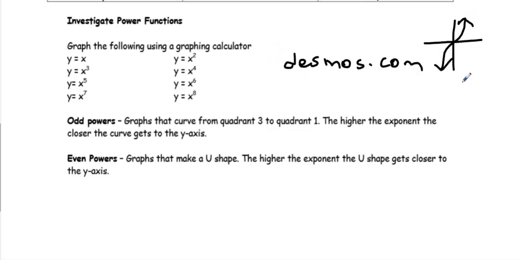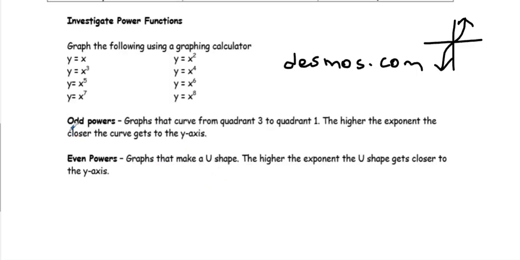Y equals x to the 4th is going to look a lot like y equals x squared. Y equals x to the 5th is going to look a lot like y equals x cubed, etc. Okay, so just have a little gander at that. Pause the video, graph a few, see if you can come up with some characteristics.